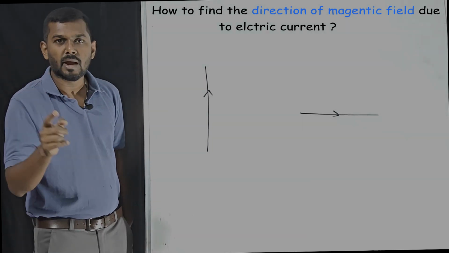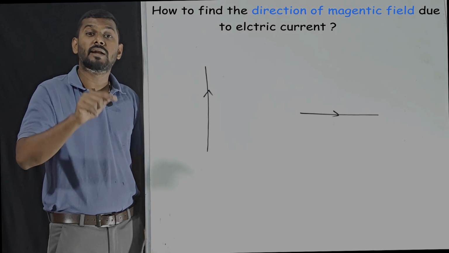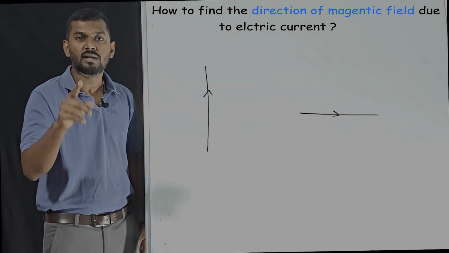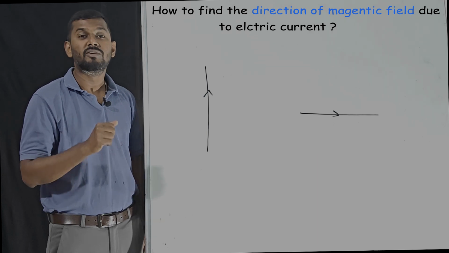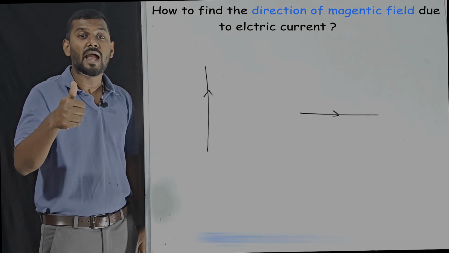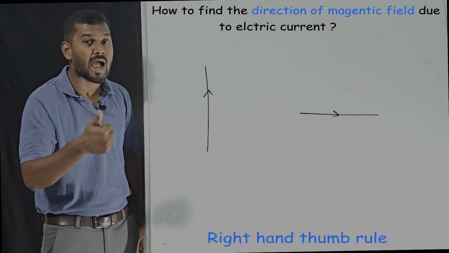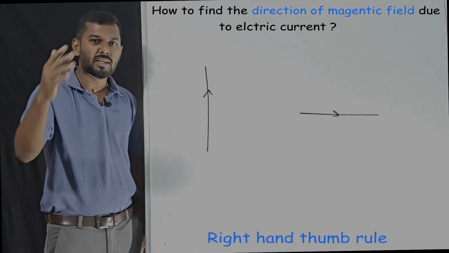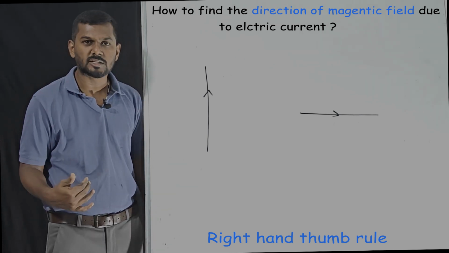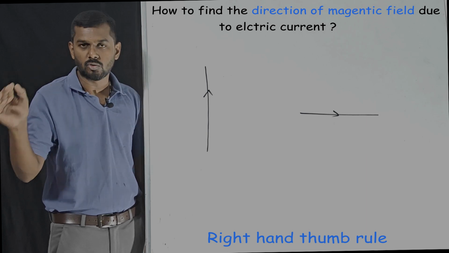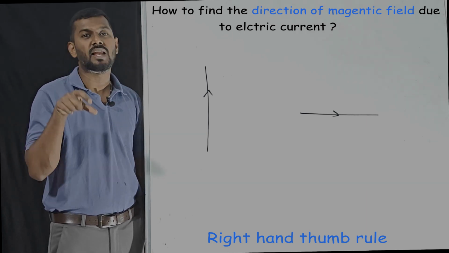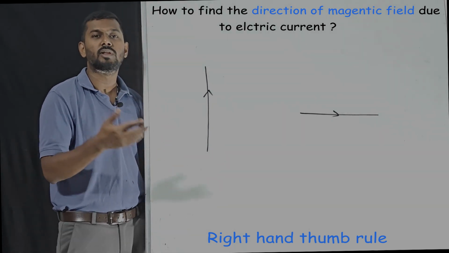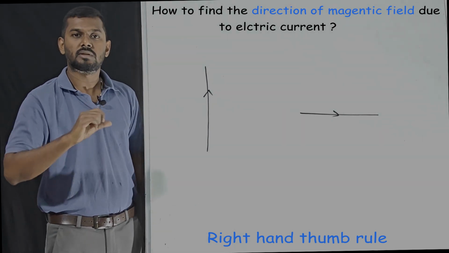And keep this in mind whenever we talk about direction of magnetic field because of current. There is one law we are going to use. Which law is that? Right hand thumb rule. Right hand thumb rule, nothing other than that. We have many other rules, but in our textbook only the right hand thumb rule is mentioned. Why do I have to stress it like this? Because many students, instead of writing right hand thumb rule, will write right hand rule, thumb rule.